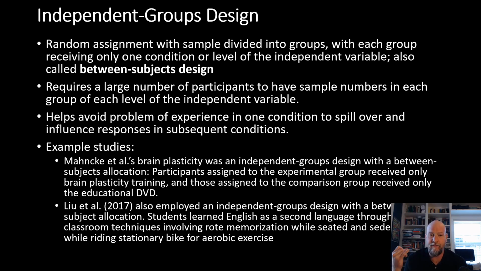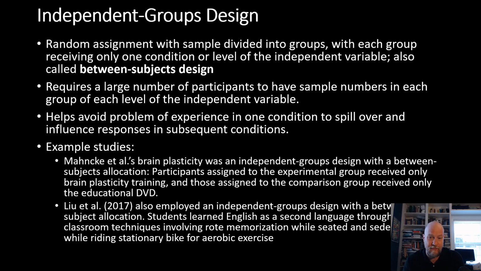We talked about Monkey and colleagues, I think it's Monkey, is how it's pronounced, research on brain plasticity. This was an independent groups or between subjects design. You were assigned to either receive the brain plasticity training or to receive this control group educational DVD. So in that sense, you only were in one group or the other, and that's an example of a between subjects design. The Liu et al. study, introduced at the beginning of this chapter, about riding or not riding stationary bikes while you're learning English words amongst these Chinese students is, again, an example of a between subjects design.